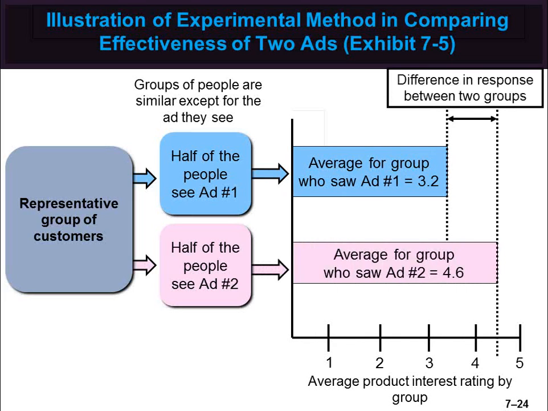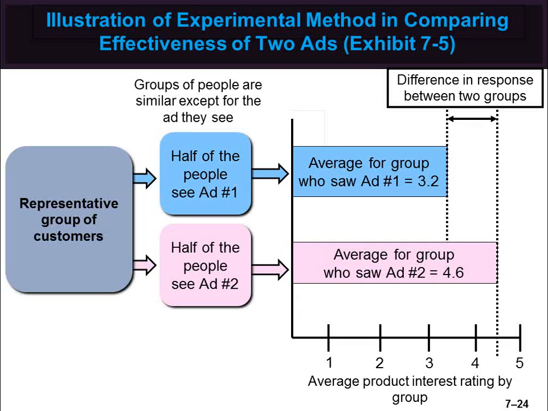In step 1, researchers select a representative group of consumers. In step 2, researchers then randomly split the group into two, and each group sees a different ad. In step 3, researchers ask consumers to rate their level of interest in the product advertised. So let's say the group viewing ad number 1 has an average interest in the product after watching the ad of 3.2 on a 5-point scale, with 5 indicating very interested.